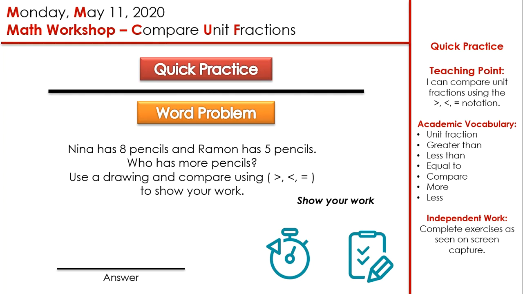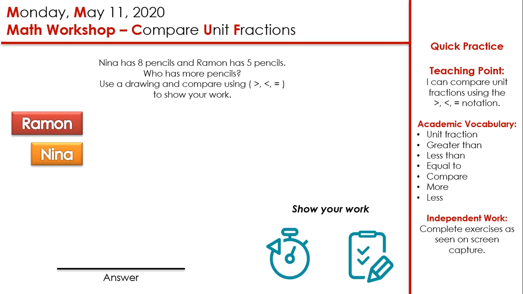Now, for our quick practice for today, we have a word problem. It says, Nina has 8 pencils and Ramon has 5 pencils. Who has more pencils? You're going to use a drawing and compare using the greater than, less than, or equal to symbols to show your work. Right here, I share with you the answer. Nina has more pencils. You might say, that's pretty easy, right?